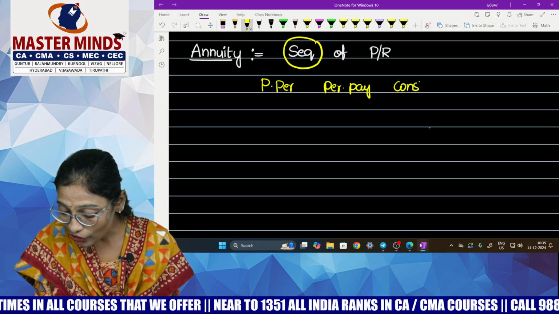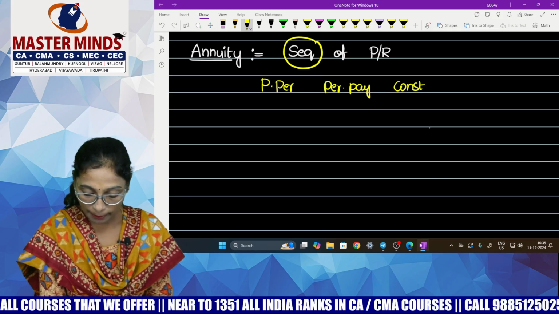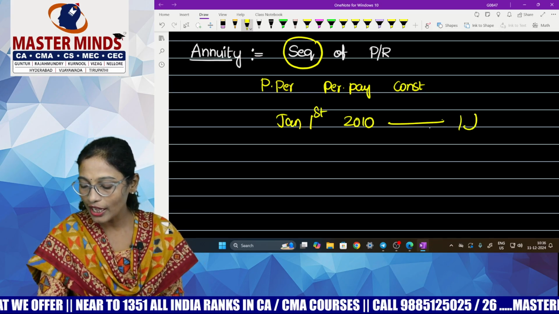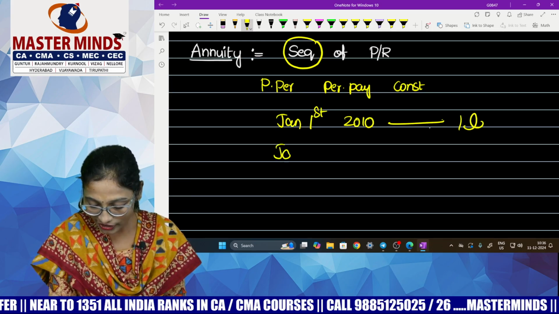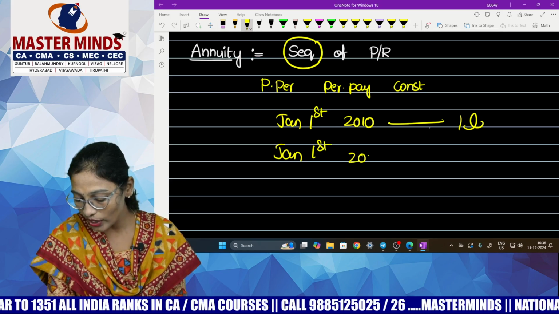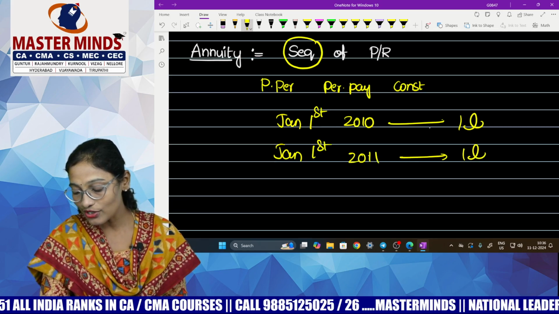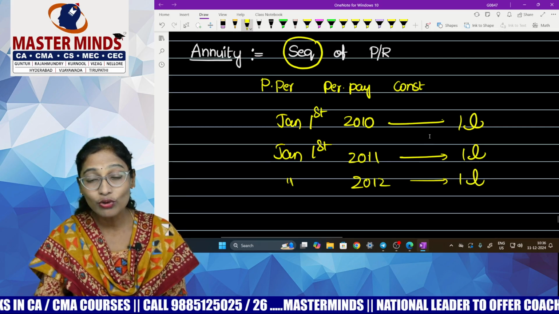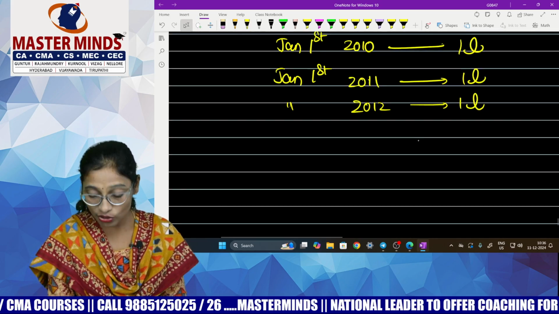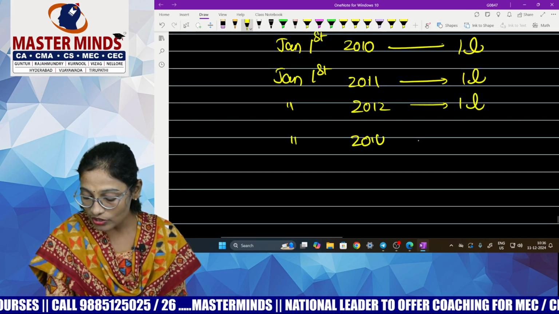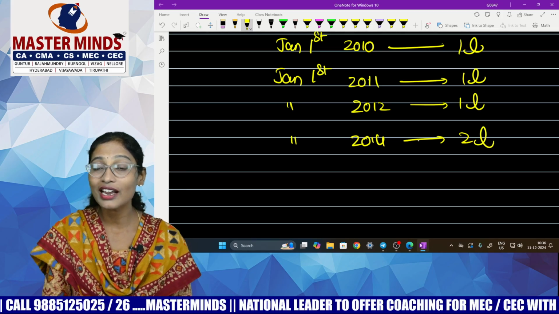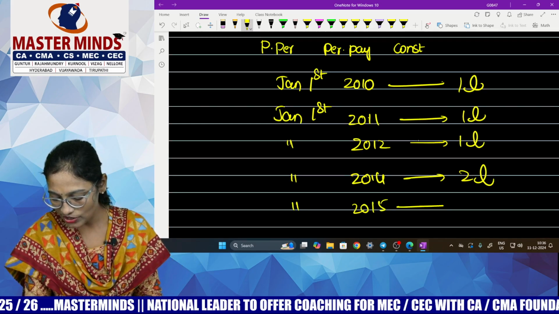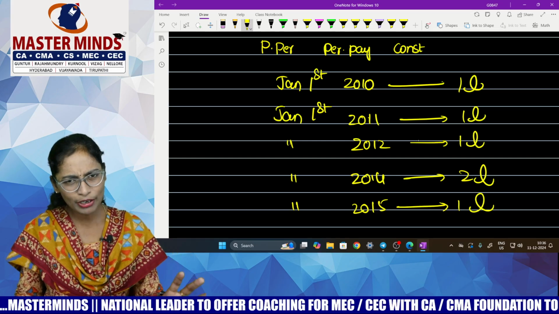For example, on January 1st 2010 I deposited 1 lakh rupees in a bank account. Again on January 1st 2011 I deposited 1 lakh. Again on January 1st 2012 I deposited 1 lakh. But due to insufficient funds in the year 2013 I did not do that. But in 2014 I deposited last year's 1 lakh and the current year's 1 lakh as well. Now again in 2015 I deposited 1 lakh. So is it a single payment or more than one payment?